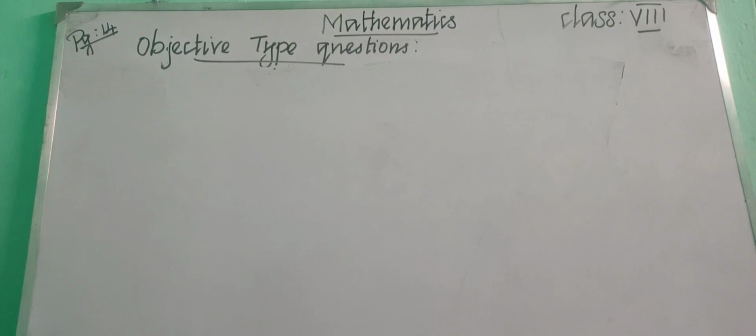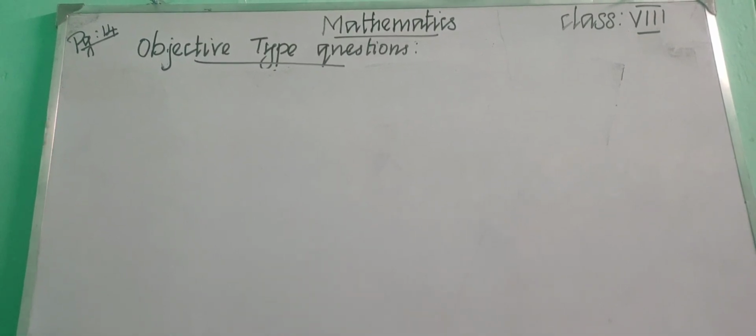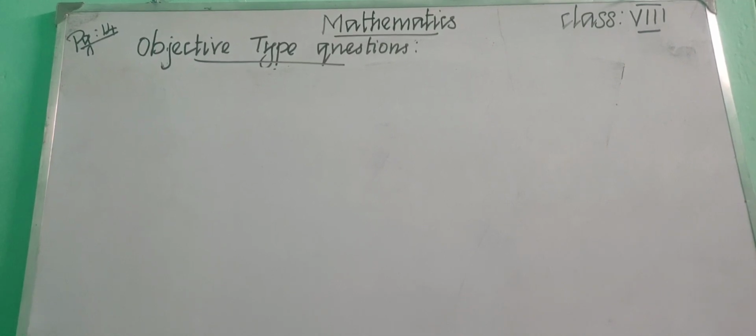So we have completed up to the 10th sum in exercise 1.1, right? So we need to do the objective type questions which is in page number 14. So let us do it, okay? You need to copy this in your marks notebook, okay children?